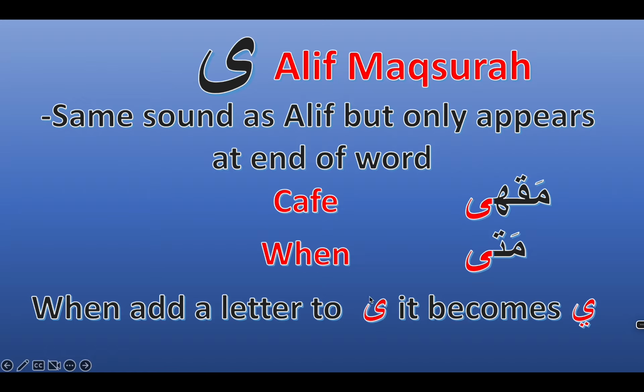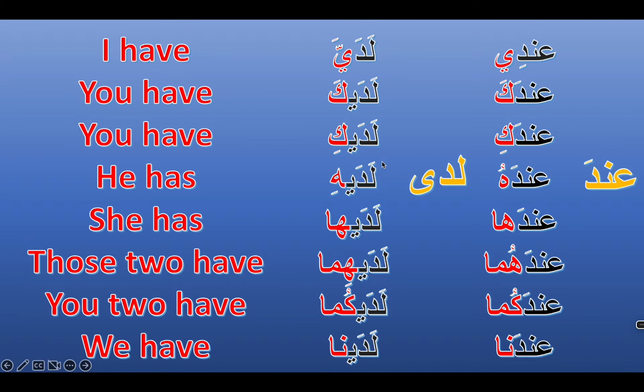Now, unlike alif, which can't have a letter added to it to join up, a letter can join up with alif maqsura. However, note that the alif maqsura then becomes a ya when you add something to it. Now, this is really important for the next bit we're going to see, so bear that in mind. When you add a letter to alif maqsura, it turns into a ya. So, how on earth do we go from anda and ladda to I have, you have, he has, etc.?